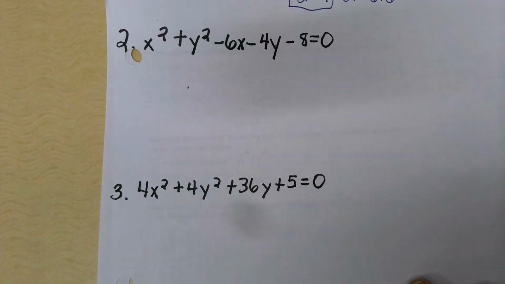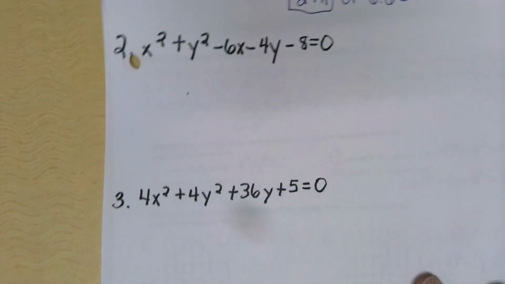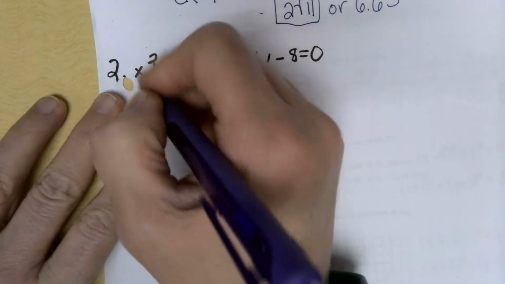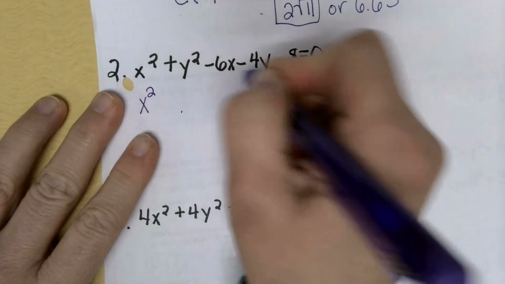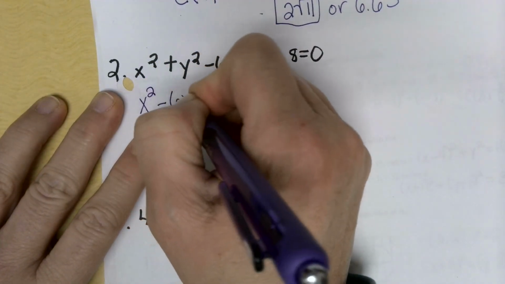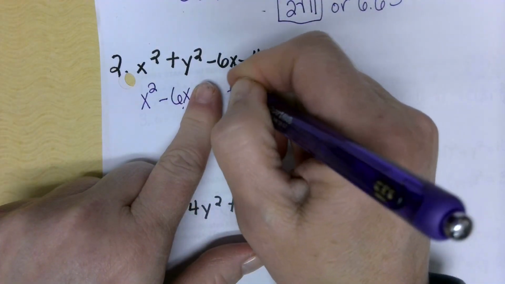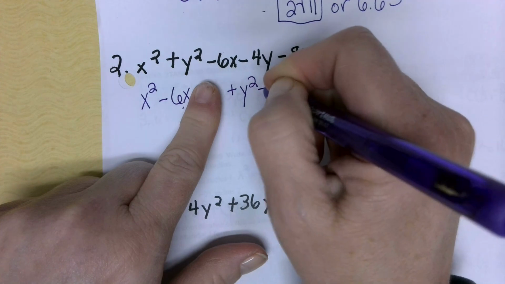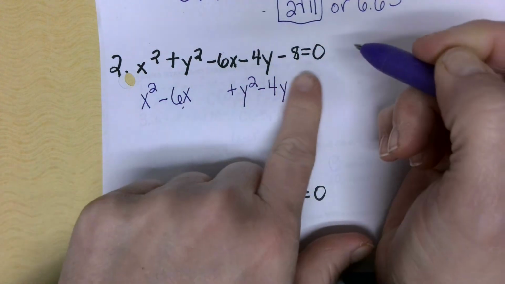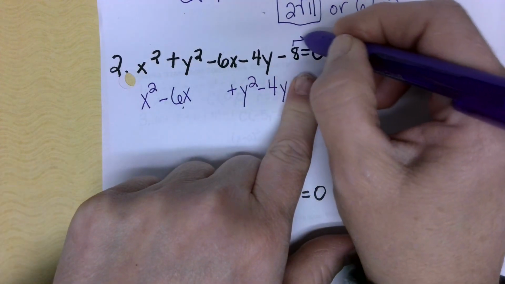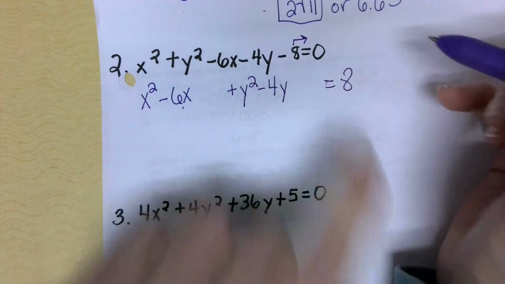All right, number 2. First thing we're going to do is group our terms together that are alike. X squared minus the 6x go together. Put a finger here. Put plus y squared minus 4y. Put your finger here. Move the negative 8 over to the other side.